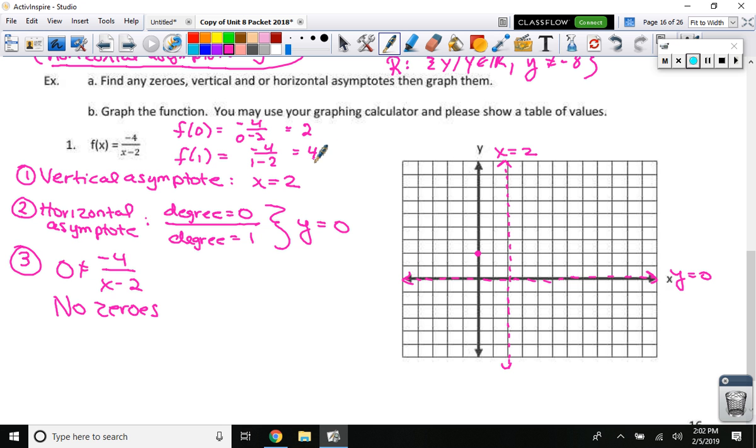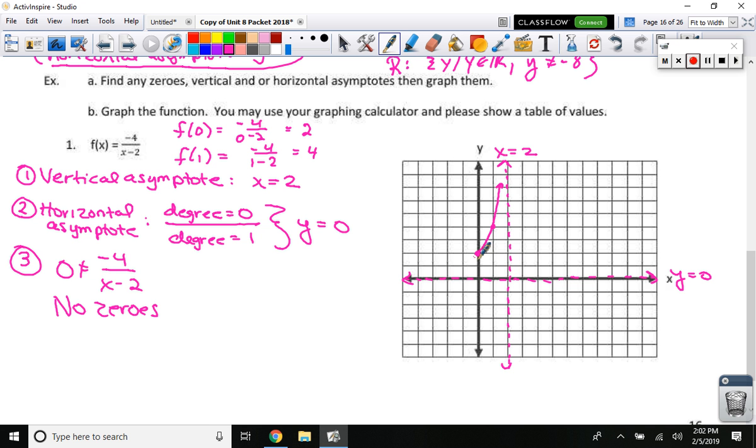Negative 1, so positive 4. So 1 is up at 4. Okay, so listen for a second. This is an asymptote and this is an asymptote. Doesn't that tell me that part of the graph is over here in this area? Because it's going to approach this and it's going to approach that. Do you guys agree?